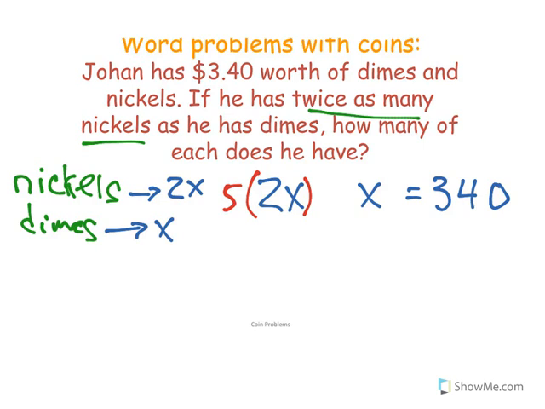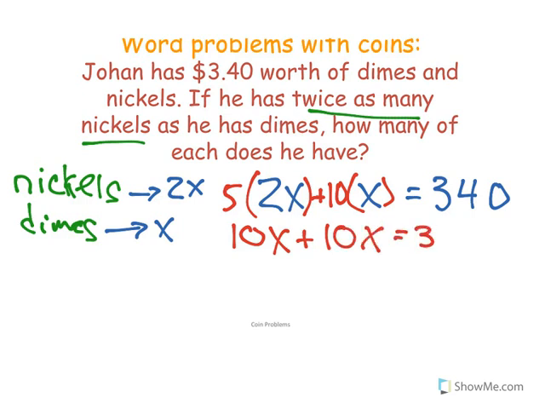And what about those x dimes? Well, each of those x dimes is worth 10 cents. So when we're doing coin problems, once you use a variable to represent the number of coins you have, you're going to use as a coefficient or your multiplier the value of the coin. So 5 times 2x is 10x, and 10 times x is 10x. So 10x plus 10x is 20x.